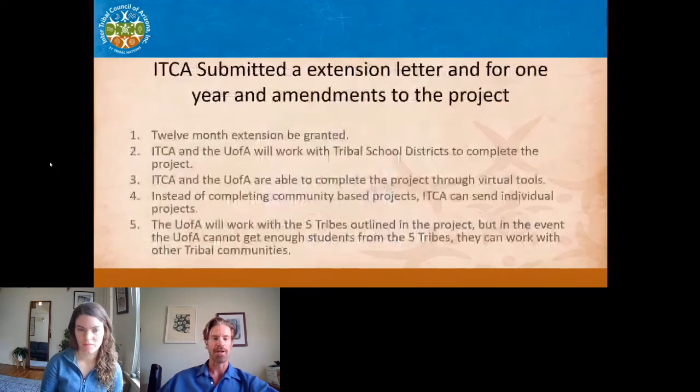So ITCA submitted extension letters, and we asked for a 12-month extension, and that ITCA and U of A be able to work directly with the tribal schools, not necessarily with the tribes in their government offices. We can sort of cut some corners here. We're now able to learn through virtual tools, because the contract had said that we would come there in person and do this, and that was no longer going to be a thing.